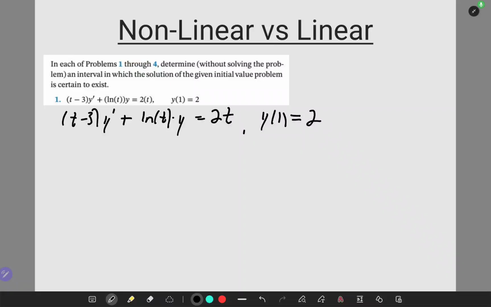Okay, so now we're going to look at differences between nonlinear and linear ordinary differential equations. First order differential equations. By now you should have at least looked at or seen the existence and uniqueness theorems for both linear and nonlinear, because we're going to be using both of them in this video. For this first one, it wants us to determine, without solving, an interval in which the solution of the given initial value problem is certain to exist. So I rewrote the problem down here with the initial condition.